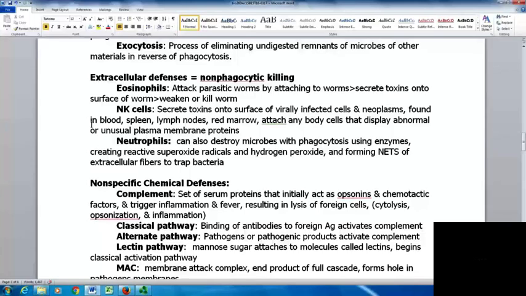The NK cells, or natural killer cells, are going to secrete toxins onto the surface of virally infected cells and neoplasms. These are found in the blood, spleen, lymph nodes, and the red marrow, and they can attack any body cells that display abnormal or unusual plasma membrane proteins. And then the neutrophils can also destroy microbes with phagocytosis using enzymes, but they can create reactive superoxide radicals and hydrogen peroxide and form nets of extracellular fibers to help trap bacteria. So they can do phagocytic killing and non-phagocytic killing.